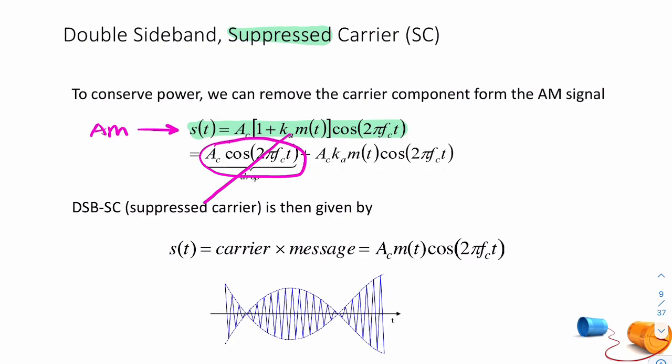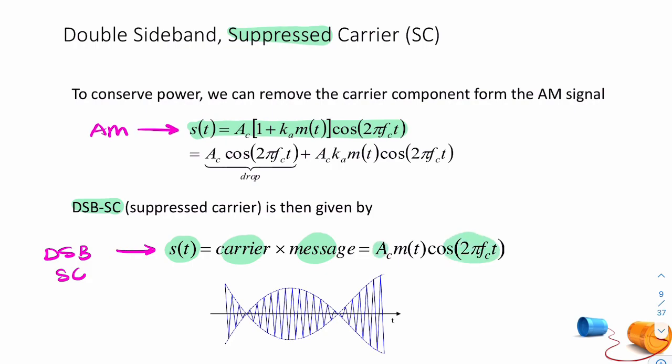But in fact, we're going to generate our DSB, suppressed carrier, by multiplying the carrier times the message. So that's your carrier, and that's your message. So by simply multiplying the two, we end up with our DSB signal. Notice with our DSB signal, your message looks something like that.